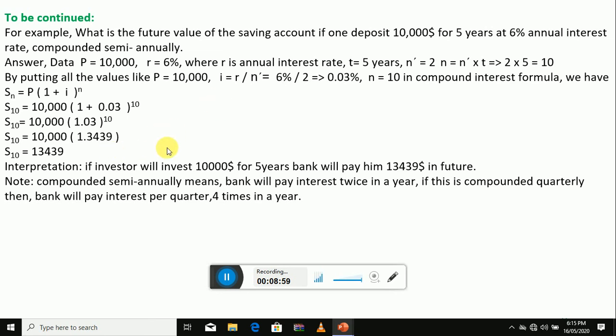What does this mean? This means that if the investor invests $10,000 currently for 5 years at a 6% annual interest rate, the bank will pay him $13,439 after 5 years, which includes the principal amount plus the interest earned as well.